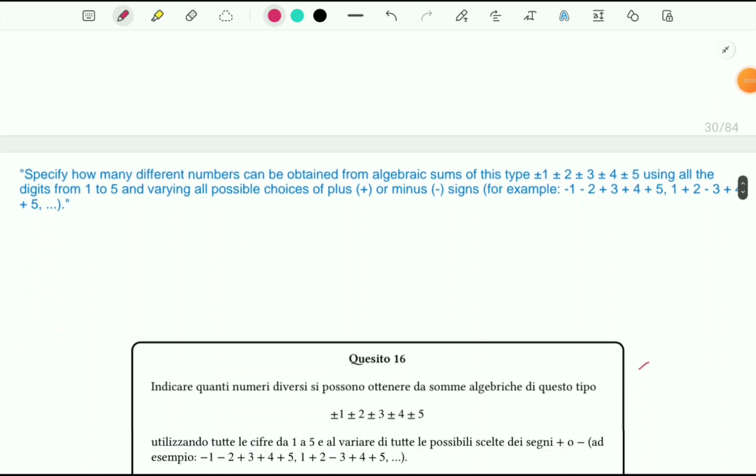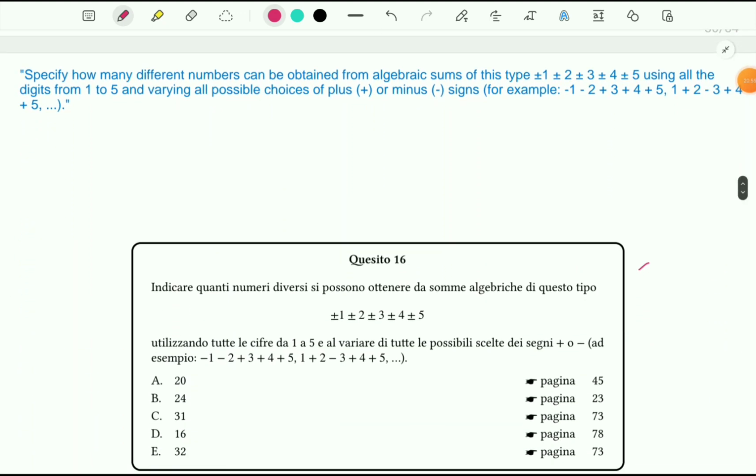Okay, so this is our problem number 16. Specify how many different numbers can be obtained from algebraic sums of this type: plus minus 1, plus minus 2, plus minus 3, plus minus 4, plus minus 5, using all the digits from 1 to 5 and varying all possible choices of plus or minus signs.